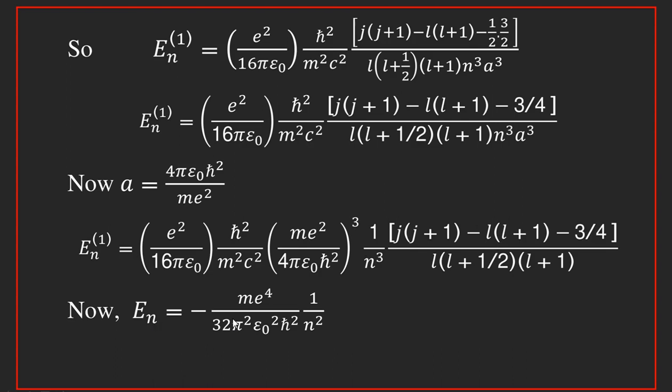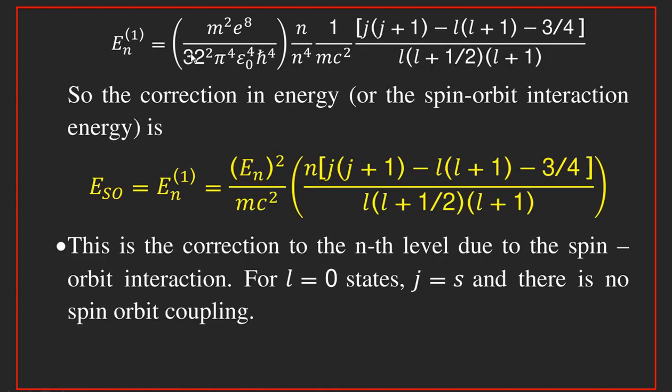Now En is equal to this quantity, therefore m e square by 32 pi square epsilon 0 h cross square, 1 by n square is En. Therefore we get En of 1, the first order correction to the nth energy level, is equal to this quantity. So the correction in energy, or the spin orbit interaction energy ESO, that is En of 1, is the first order correction to the nth energy level of hydrogen atom due to spin orbit interaction.